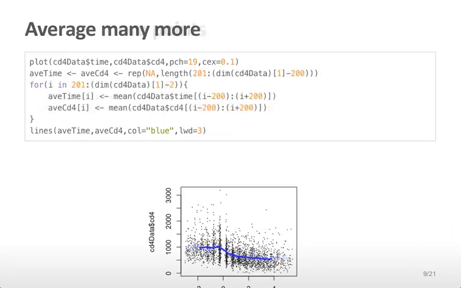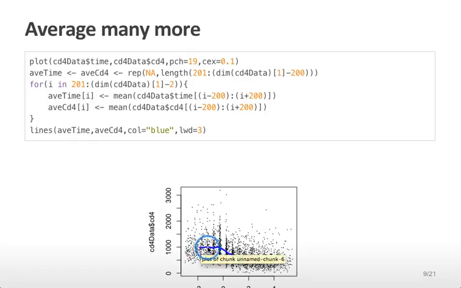We could go even farther and make an even smoother line by averaging, say, 200 points in each direction. In other words, averaging 400 total points at each particular time point. This is the basic idea behind smoothing. What we're going to be doing is taking local averages of the data and using those local averages to represent the trend over time.